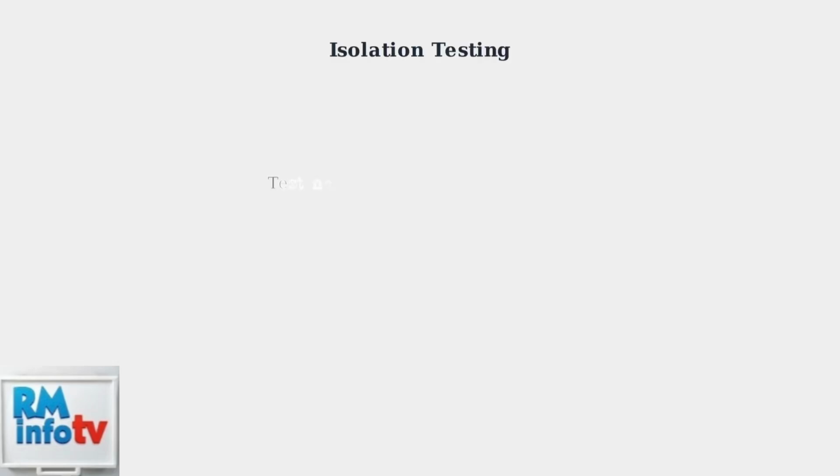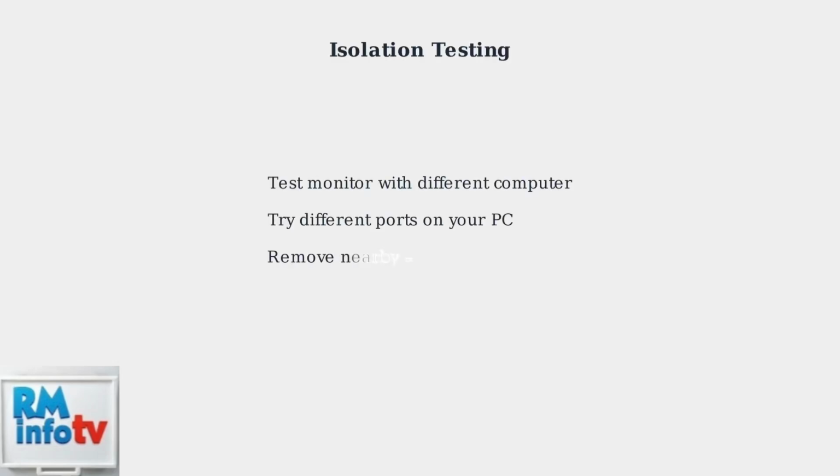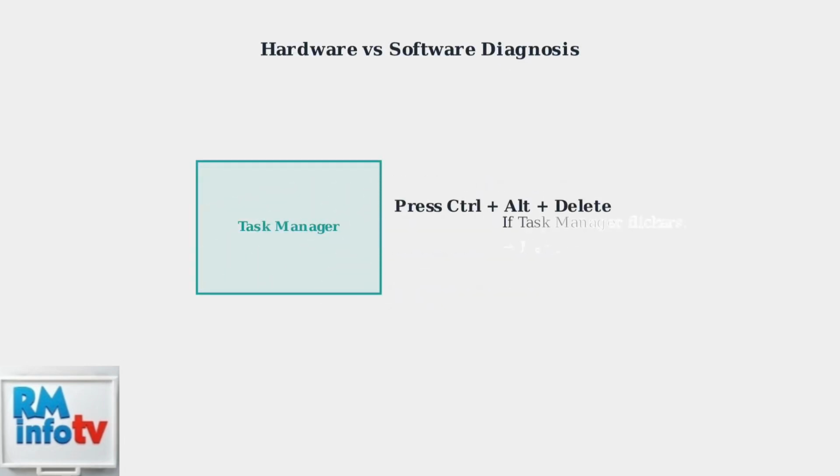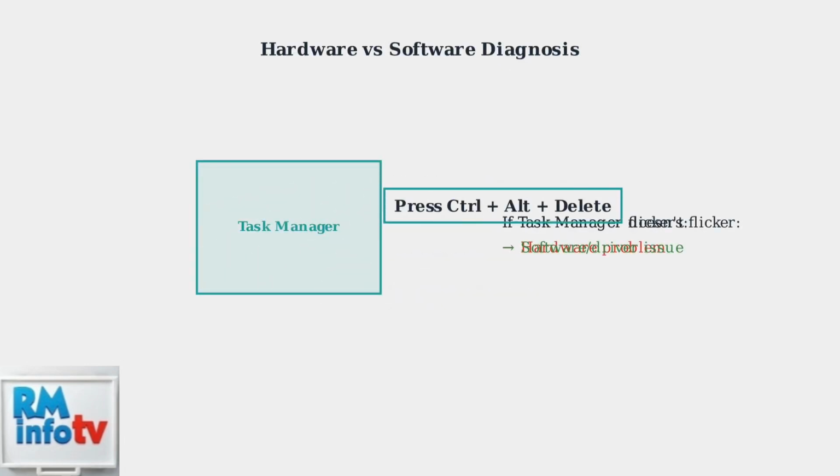To determine whether the problem is with your monitor or computer, test the monitor with a different computer. Also check for electronic interference from nearby devices. The Task Manager test helps identify whether flickering is caused by hardware or software issues. Press Ctrl-Alt-Delete to open Task Manager and observe if it flickers.